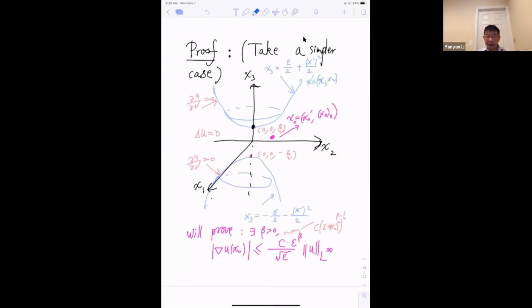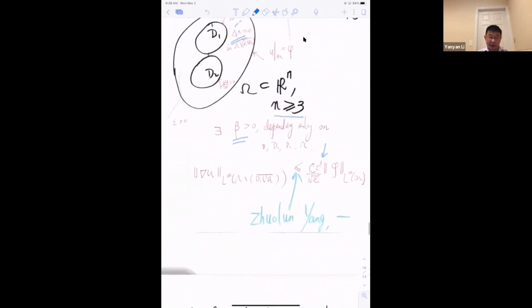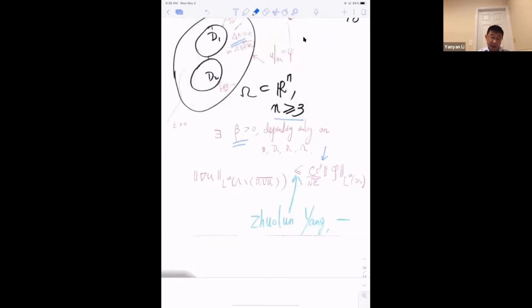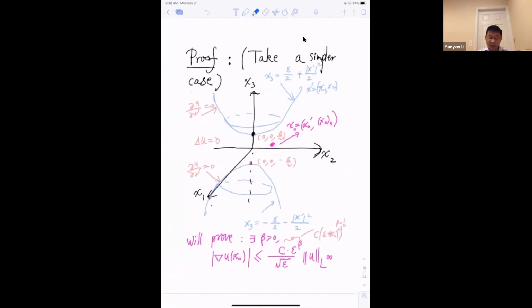So let's take a simpler setup. Everywhere I will keep simplifying things. This is a dividing surface. The blue ones are an enlarged picture of these two. So what I draw here is the blue one here and the blue one here. And we have some epsilon distance. We just enlarge it to draw it bigger. And so this part is epsilon.